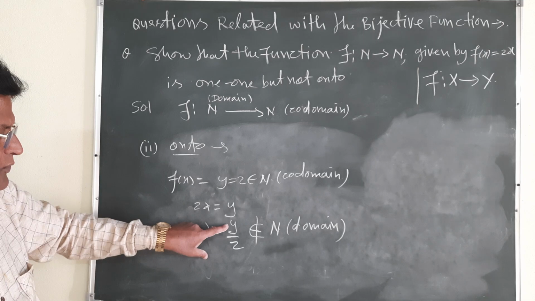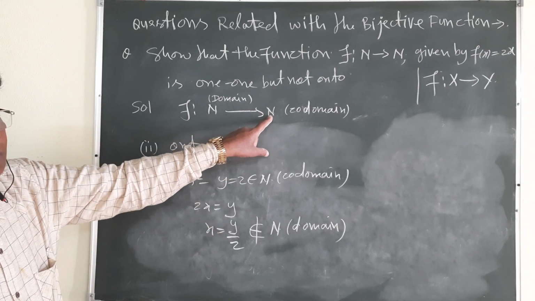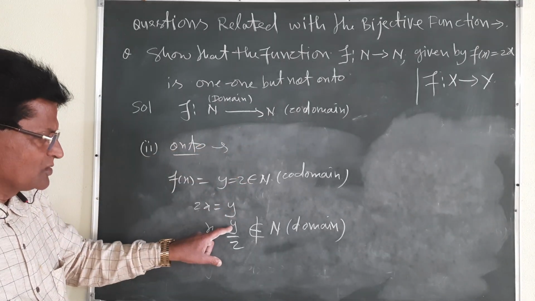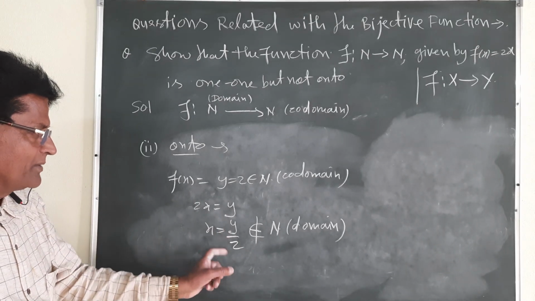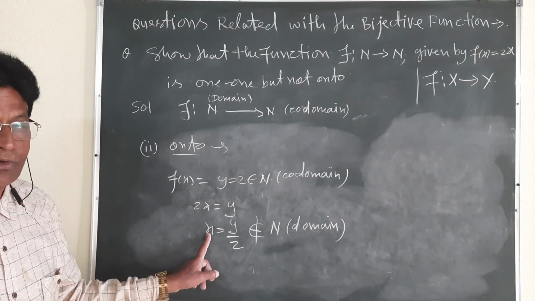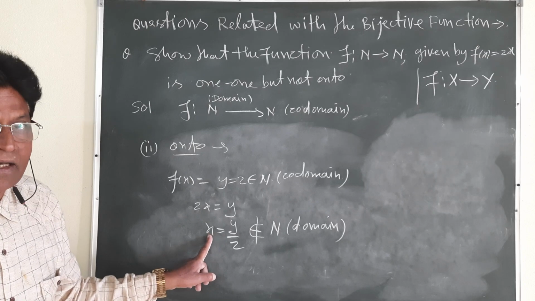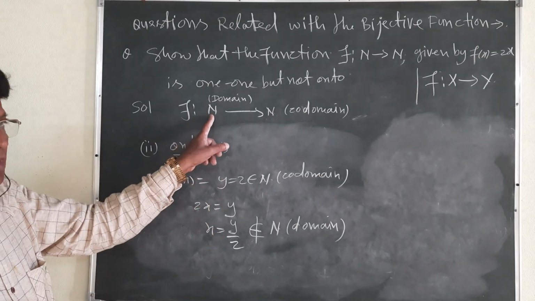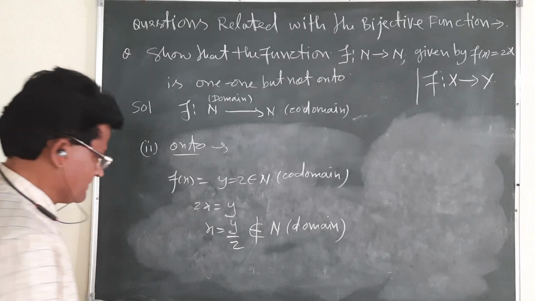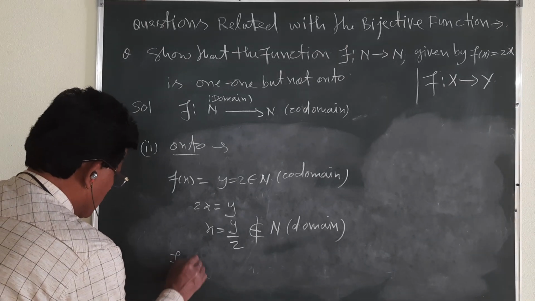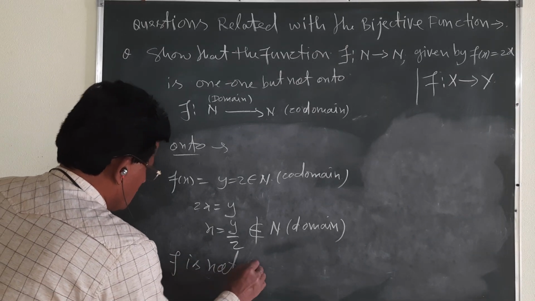In place of y you write 1, 2, 3, 4, 5, and you will not get a natural number. Means the value of x will not be a natural number, which means it will not belong to the domain. That is why f is not an onto function.